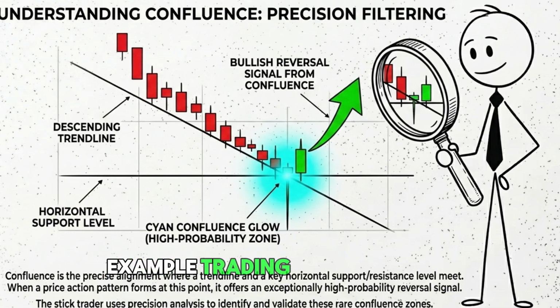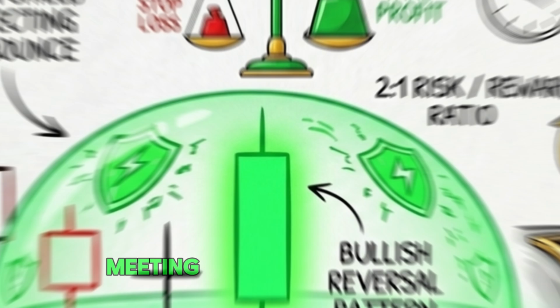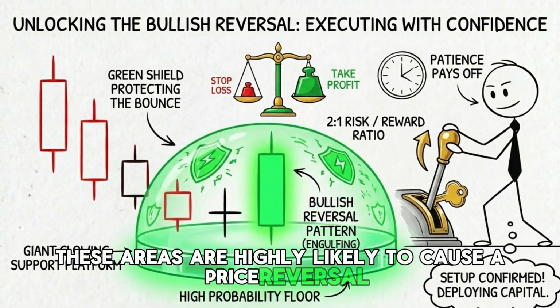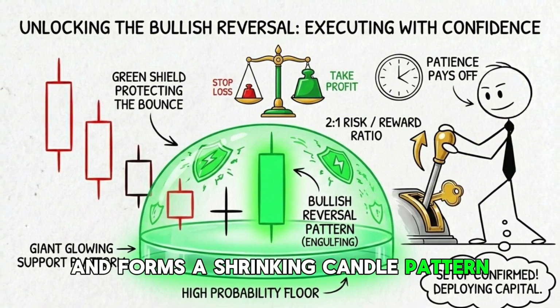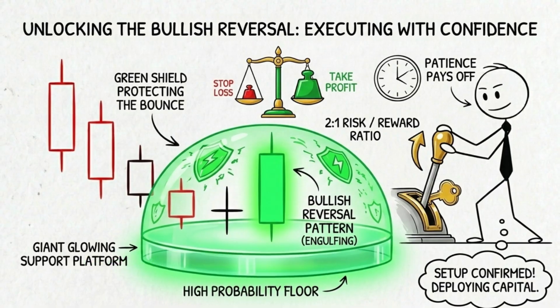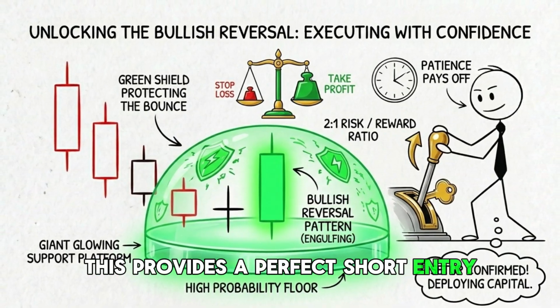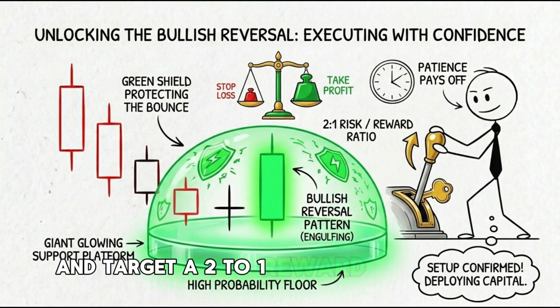Example, trading at confluence. Let's look at a confluence level, a point where multiple key levels intersect, such as a horizontal resistance level meeting a descending trend line. These areas are highly likely to cause a price reversal. If the price reaches this confluence and forms a shrinking candle pattern, it confirms that buying pressure is fading exactly where we expected resistance. This provides a perfect short entry. You can place your stop loss above the high of the previous candle and target a 2-to-1 reward to risk ratio.